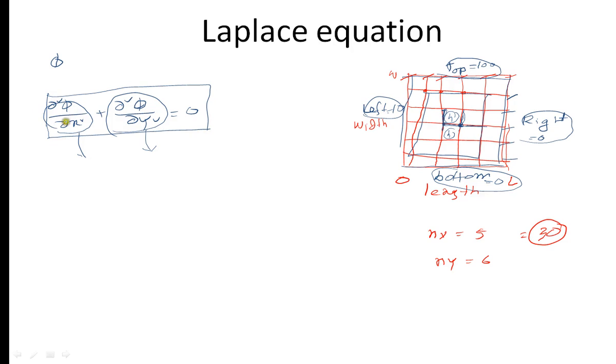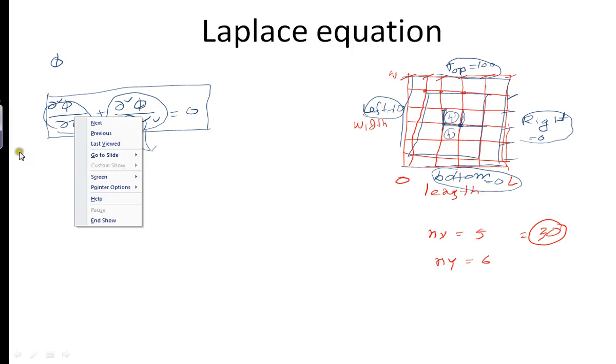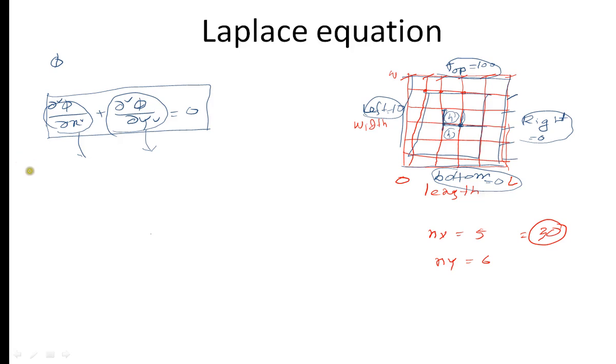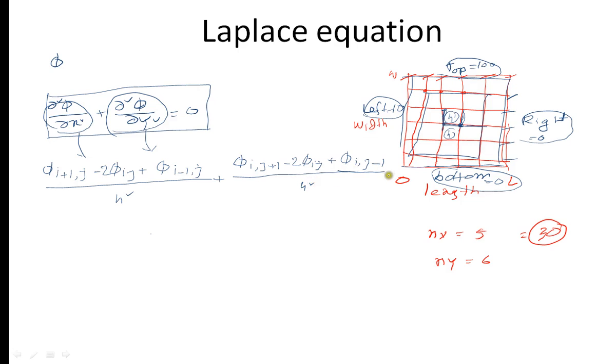So let's replace this. We are replacing these values. How can we replace this? Say for example, phi i plus 1 comma j minus 2 phi i j plus phi i minus 1 comma j, divided by h square, plus phi i comma j plus 1 minus 2 phi i j plus phi i comma j minus 1, divided by h square, equal to 0.